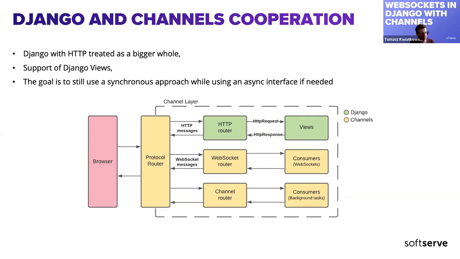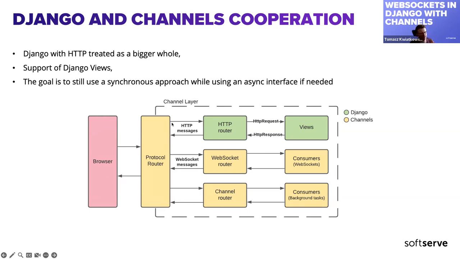So we have this browser, and in the very first place, we have this first thing that is appearing from the perspective of something that channels are introducing to our application. So basically, in a standard synchronous Django app, we have this direct connection. Once the HTTP request is handled, it's handled in the Django HTTP router. So this protocol router is a part that is added by channels itself. And this particular layer is here to make such a solution multi-protocol, as we see it right now.